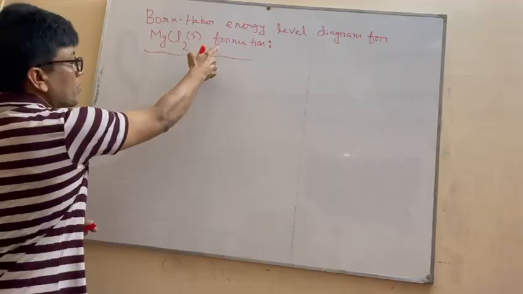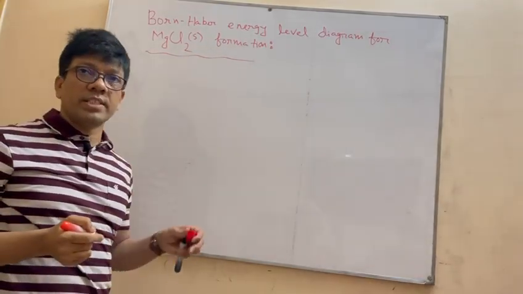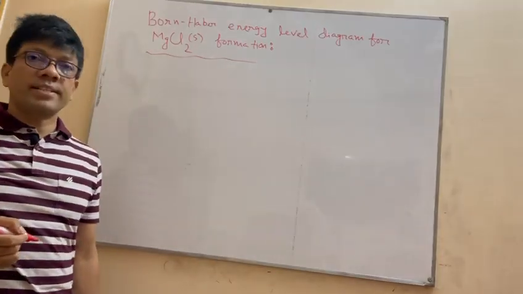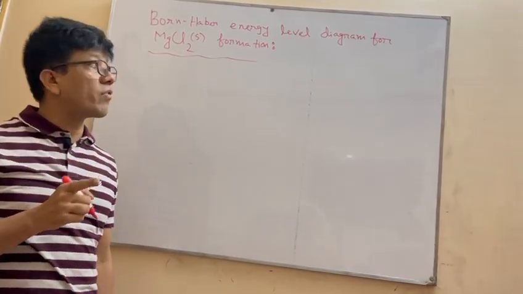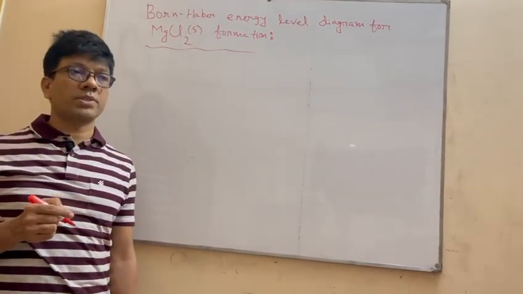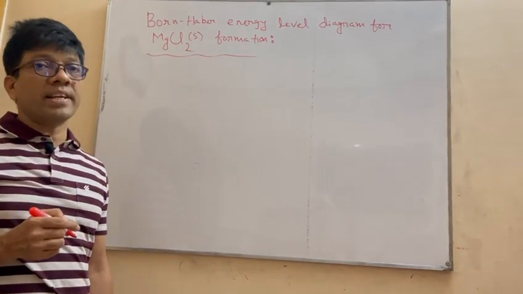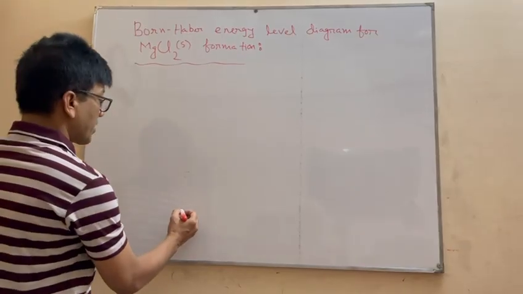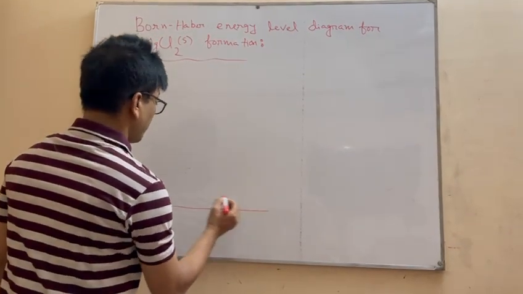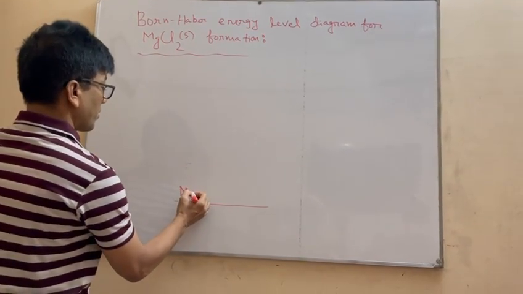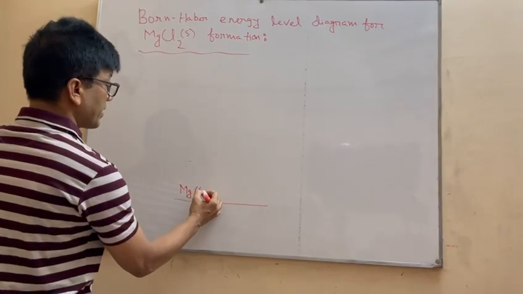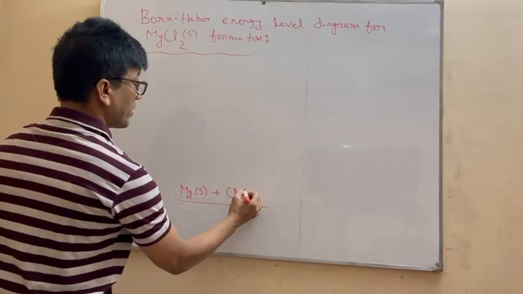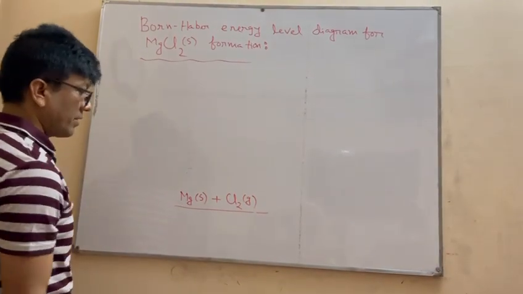As it is magnesium chloride formation, so you start from formation. What is enthalpy of formation? It is the enthalpy change when 1 mole of ionic compound or 1 mole of substance is formed from their elements in their standard state. Now you see, I will start from here. Magnesium standard state solid plus chlorine standard state gas.